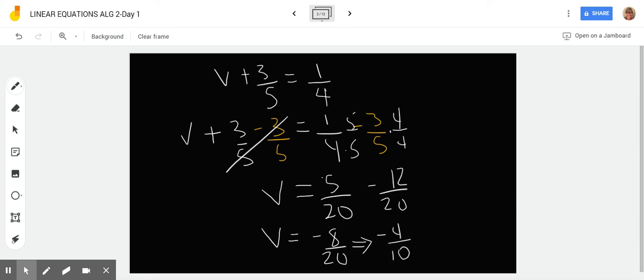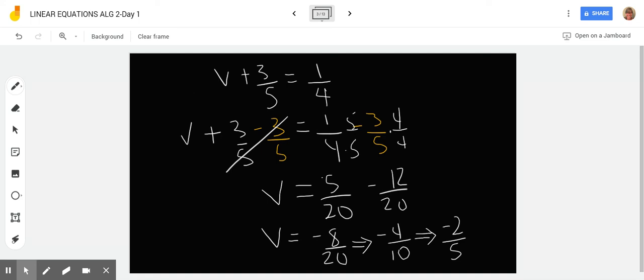But you also need to recognize that 4 and 10 have 2 in common. So you got to keep reducing it until you get down to a place where you cannot reduce it any further. So -2/5 is the correct answer. So it's V is equal to -2/5, and I ran out of room, so I can't do it anymore, but that is the answer to that.